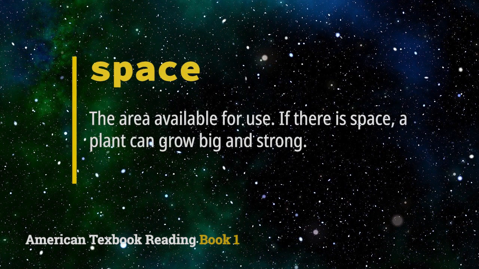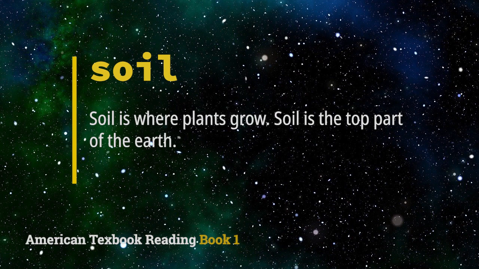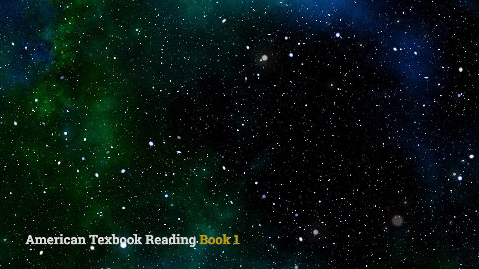Space. The area available for use. If there is space, a plant can grow big and strong. Soil. Soil is where plants grow. Soil is the top part of the earth.